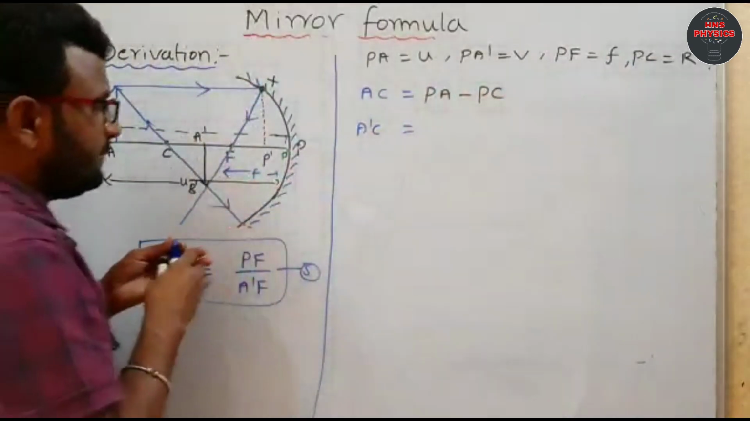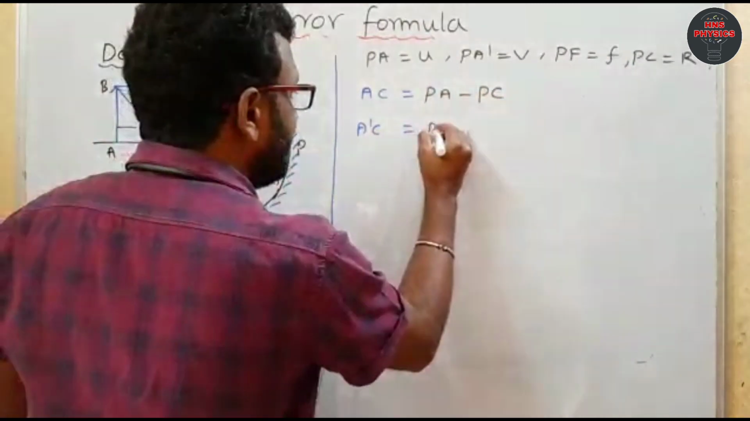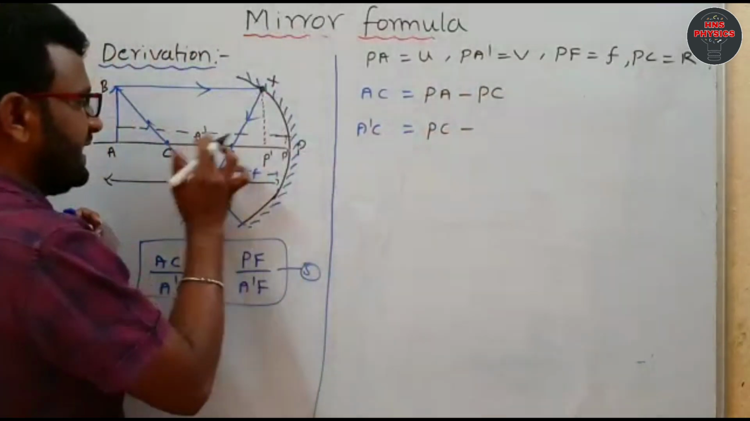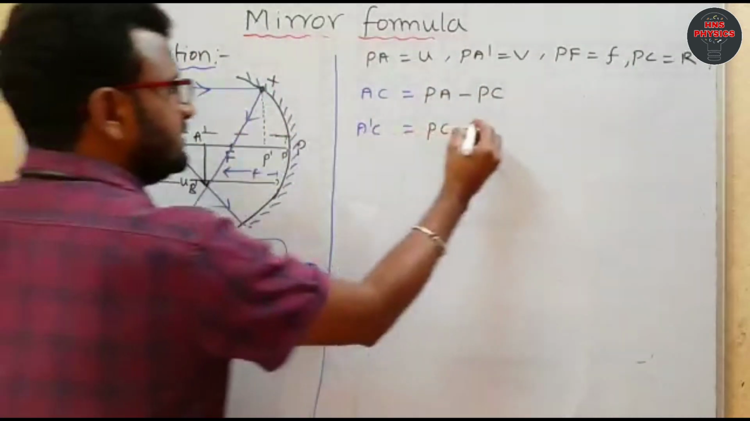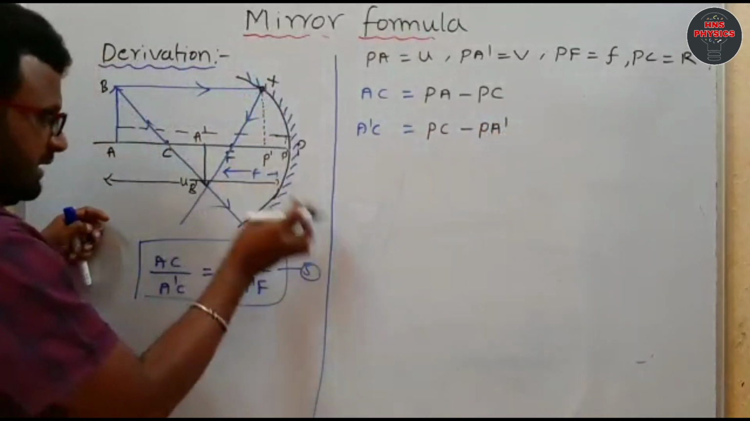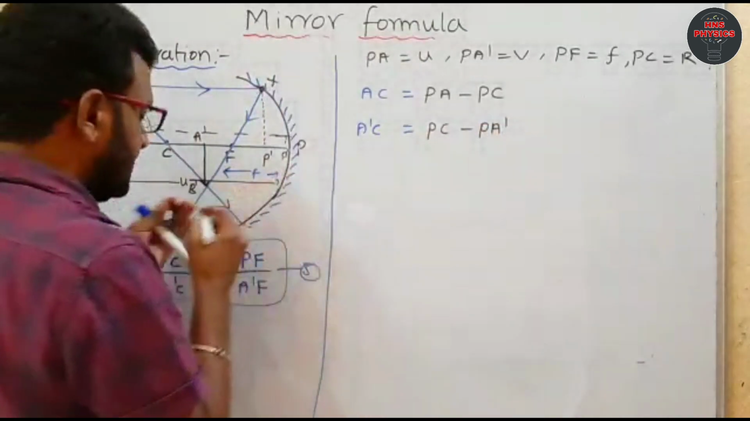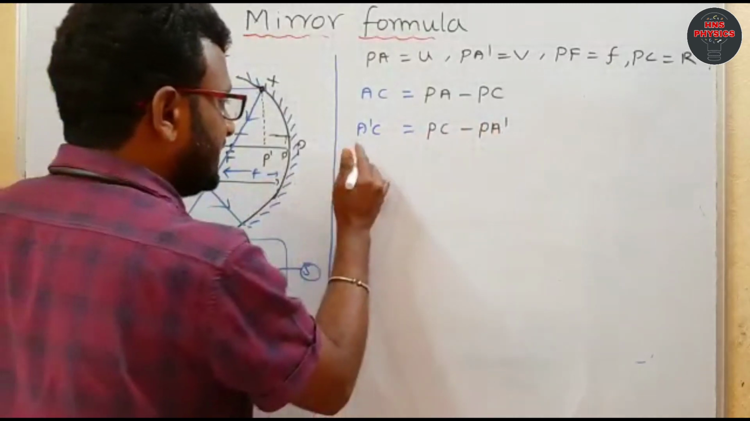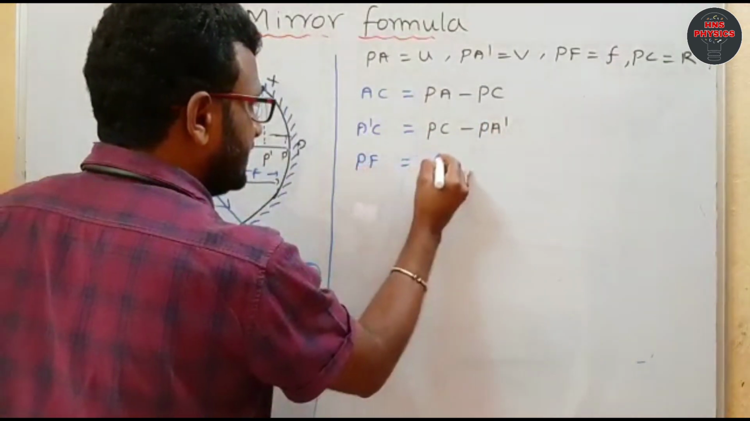Now you can write PC minus PA dash, then you will get the A dash C value, right? Next, PF value we already know, that is nothing but the focal length. PF is equal to F.